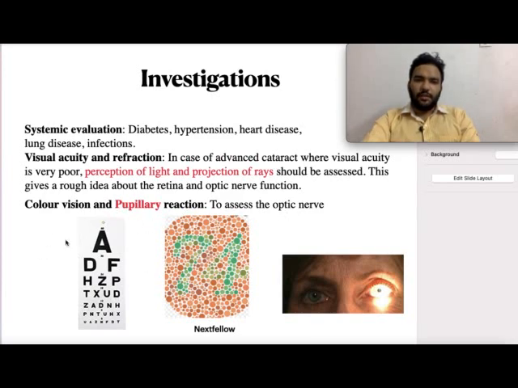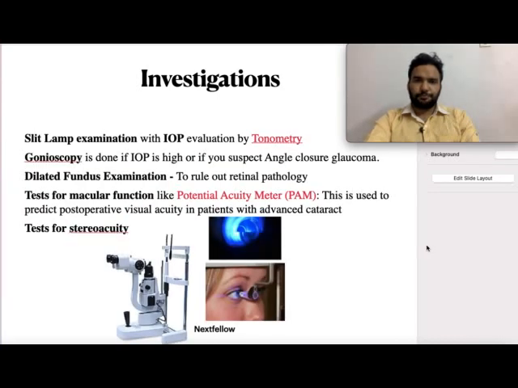This is Snellen's chart in order to find out the visual acuity. This is the color vision HRR chart, and this is the pupillary reaction. That's how they test it. The patient should look far ahead and we have to shine a torch.